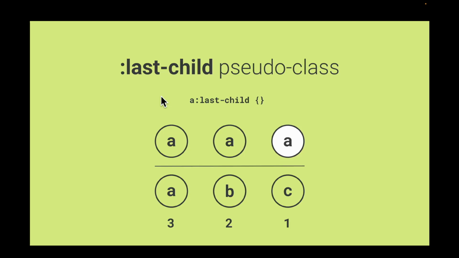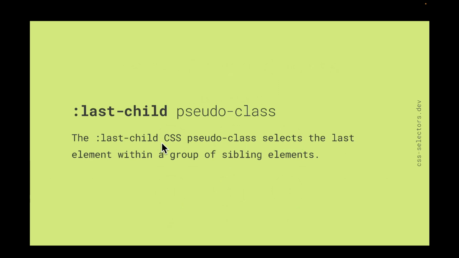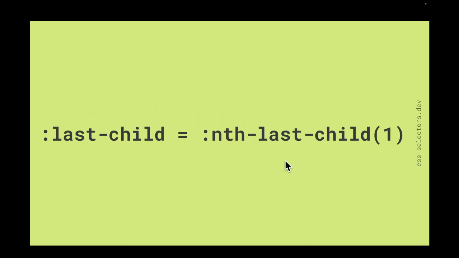Let's learn the last child pseudo-class. Let's begin by understanding its definition. The last child pseudo-class selects the last element within a group of sibling elements. The last child pseudo-class is essentially the same as nth last child 1.